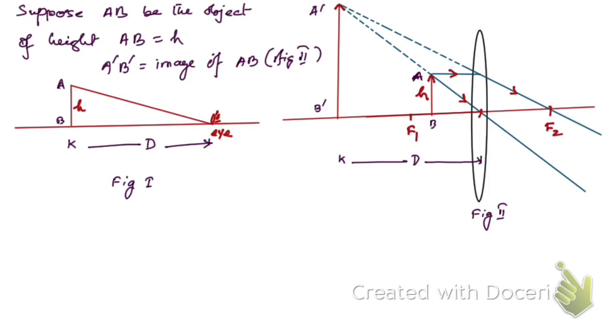Now let us consider the angle subtended by the object when the lens was not introduced, in figure 1, and the object is at a distance D, which is the least distance of distinct vision. Let us consider this angle to be the angle made by the image at the eye, as the eye is very close to the lens. Let this angle be beta. Here is the angle beta.